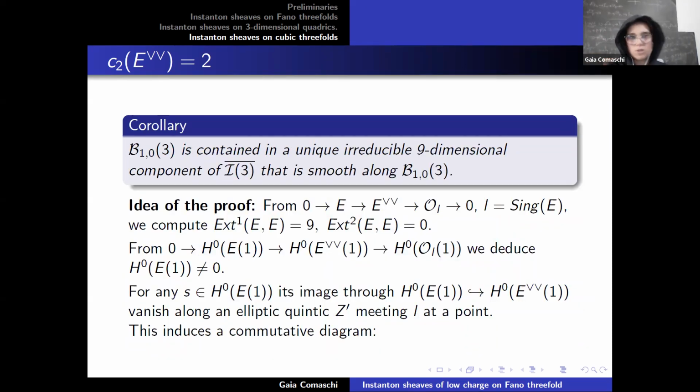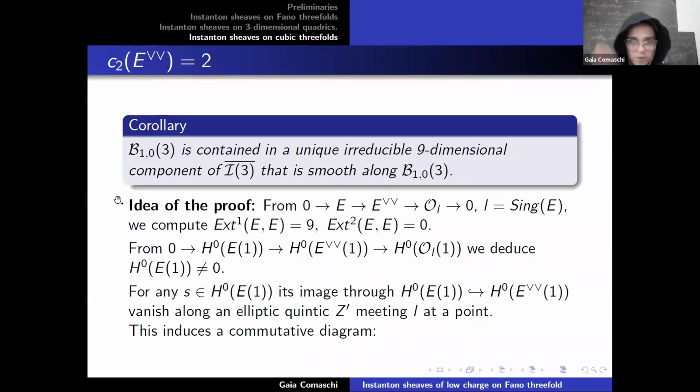So from this we deduce in particular that this family must be contained in a unique irreducible component of the closure, since this has dimension 8, the local dimension is 9, and the moduli space is smooth. So we can just have a unique irreducible component that contains this 8-dimensional family.